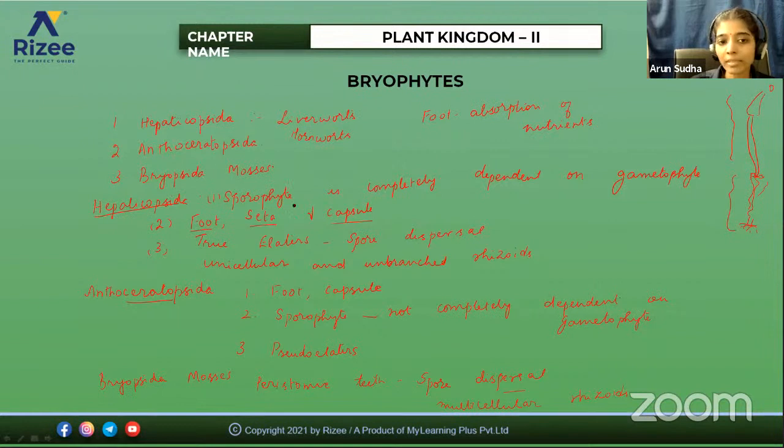So based on whether the photosynthetic, that is sporophytic phase, is able to prepare its food, or whether it is completely or incompletely dependent on the gametophytic phase, that is one of the factors that determines the differentiation, and also the presence of structures in the sporophytic phase, that is foot, seta, and capsule. And different types of organs are involved in spore dispersal in different classes, and also on the basis of whether the rhizoid is unicellular or multicellular, we are classifying them under different classes. Okay, is it clear?